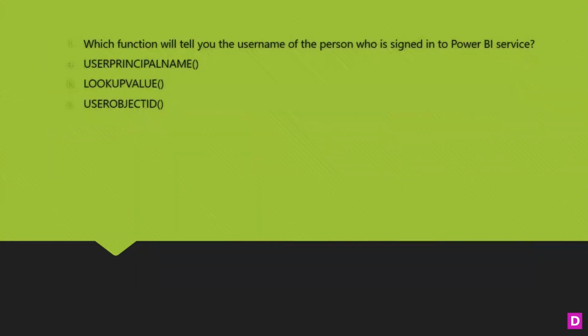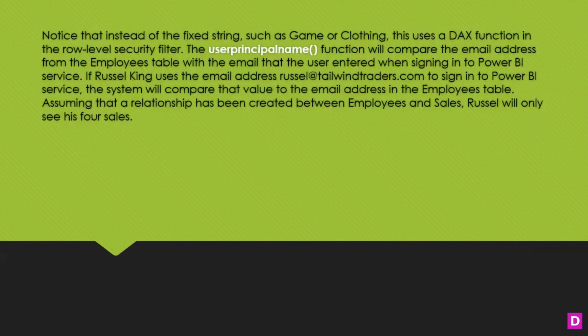First question: which function will you use to get the username of the person who is signed into Power BI services? A simple question. We have just talked about this, so I hope you will be able to answer it very fast. That's user principal name. Absolutely correct. Option A, user principal name, to find out the username of the person who is signing in to Power BI services from a particular email ID. So use this function name, user principal name.